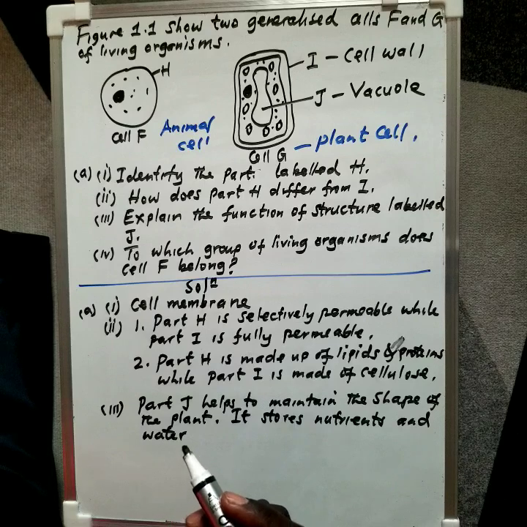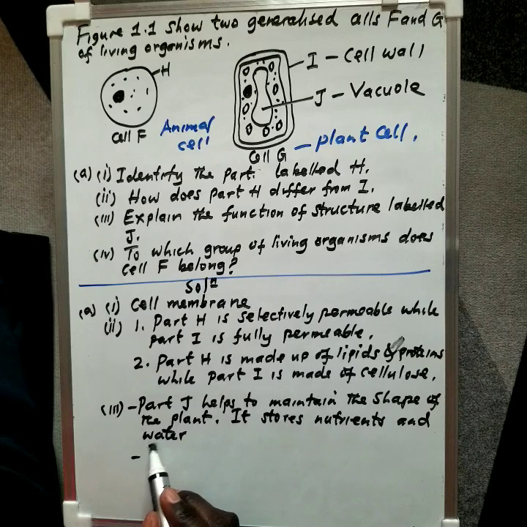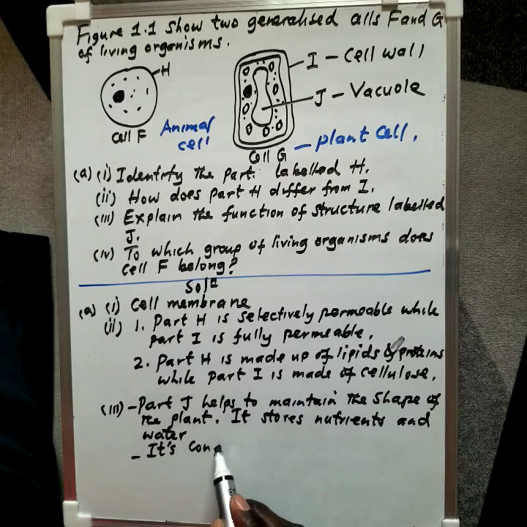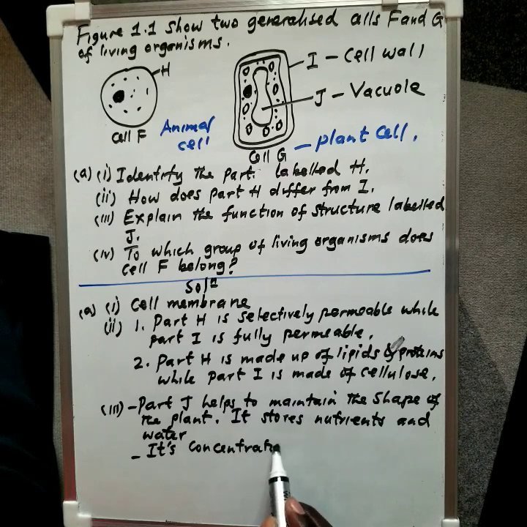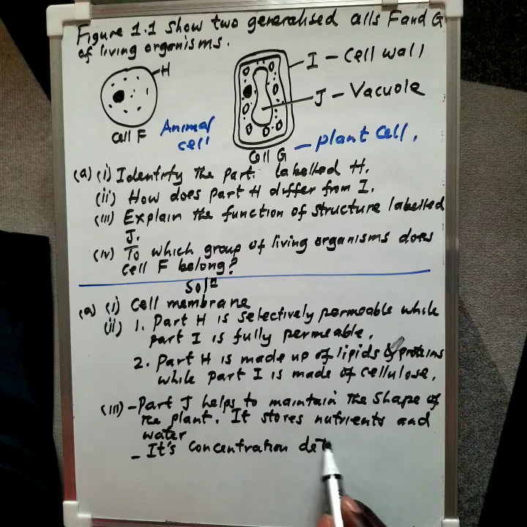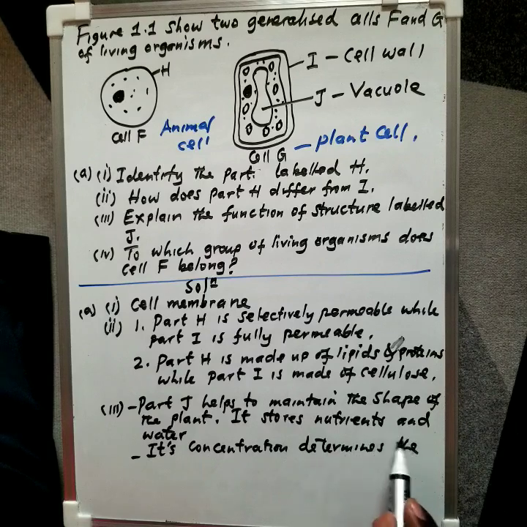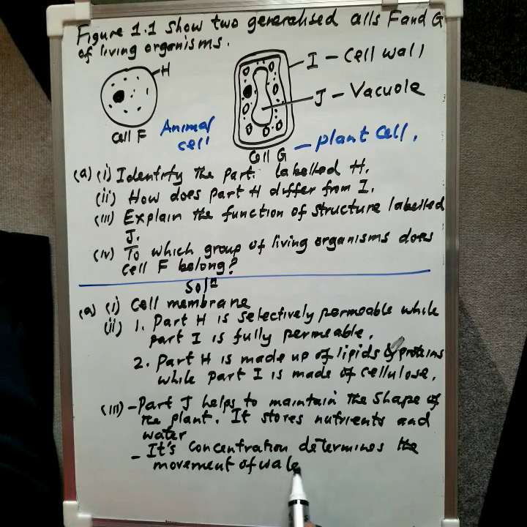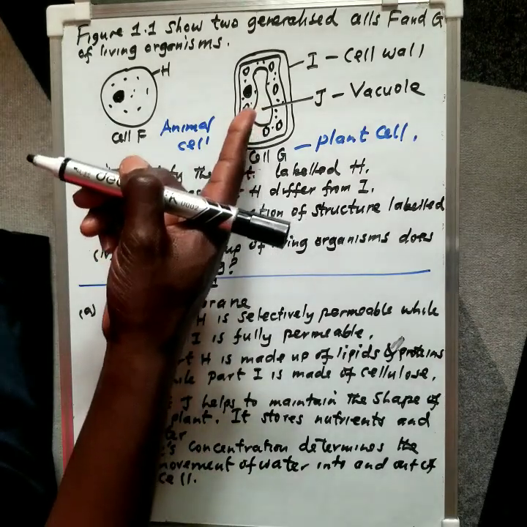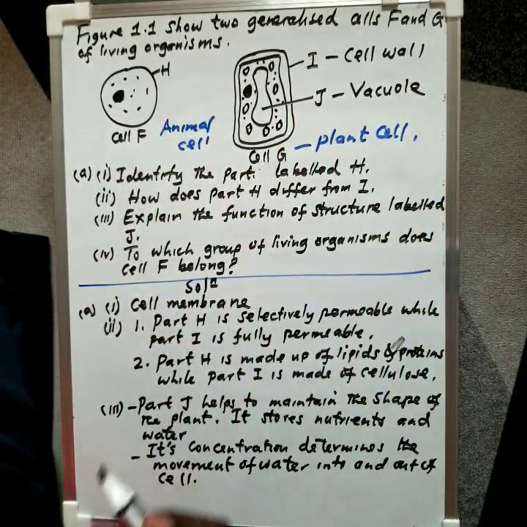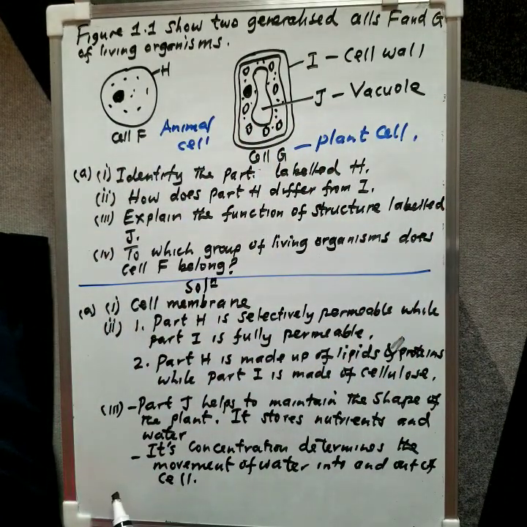Now another aspect that you need to remember about the vacuole is that its concentration determines the movement of water into and out of the cell. So that's what happens. The concentration of the vacuole will determine whether water will come in or move out of the cell. So it plays a very important role.